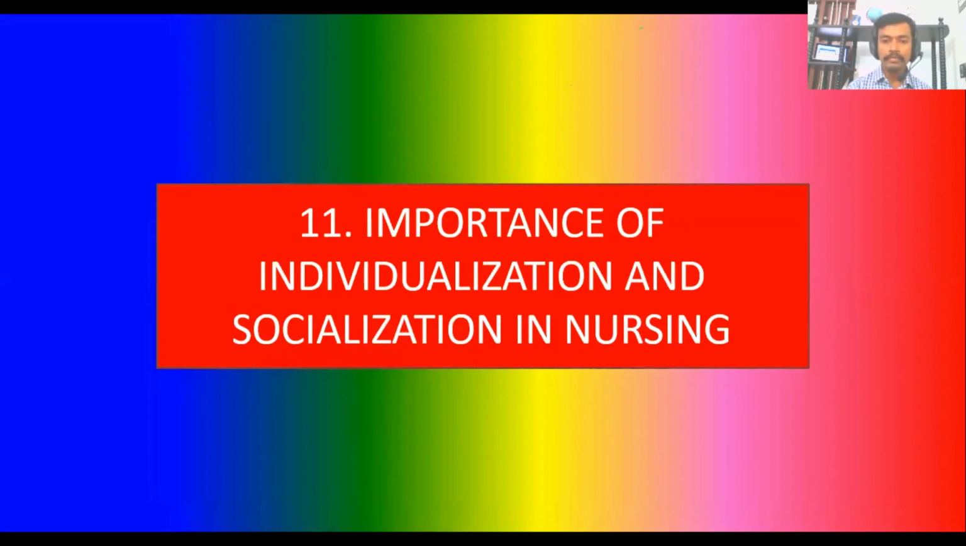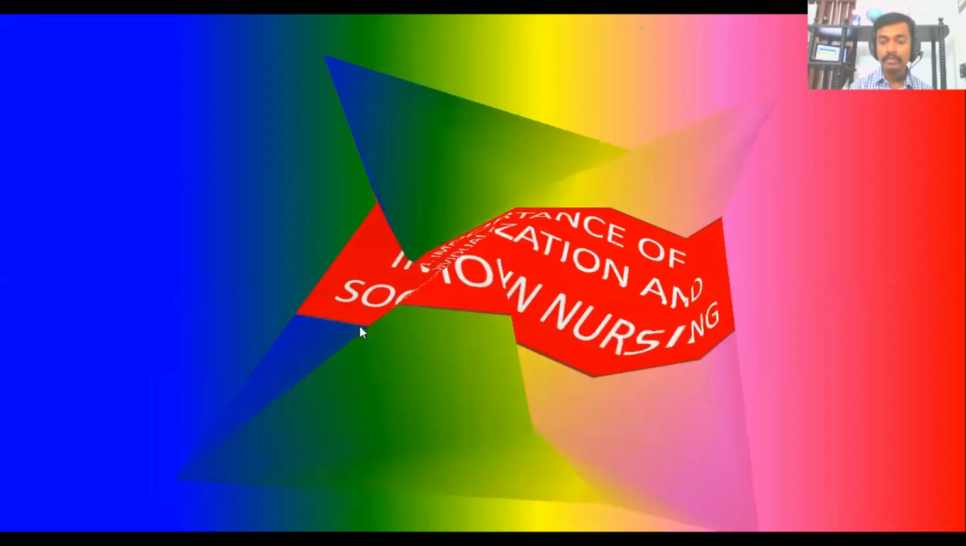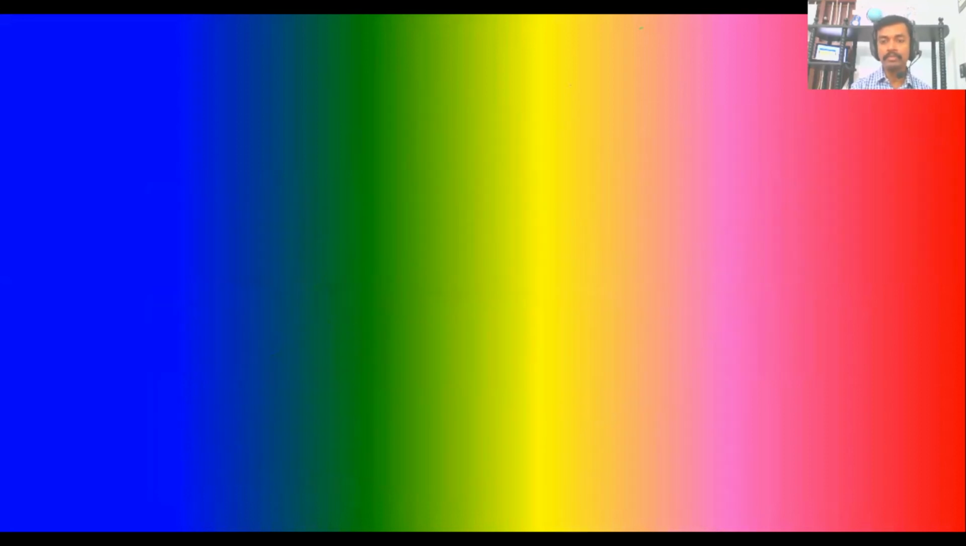The importance of individualization and socialization in nursing. Next section. Students, as we have learned, every interaction of body, mind, and society. The root cause of disease is that interaction, social interaction. For example, if they interact with a hazardous area, what happens? Threatening to diseases. So what is here? Nursing responsibilities. Then individualization concern.